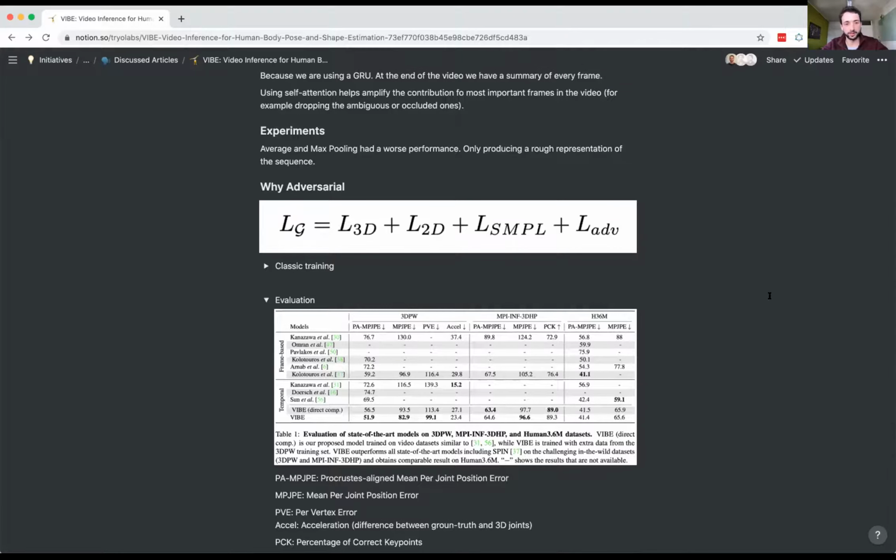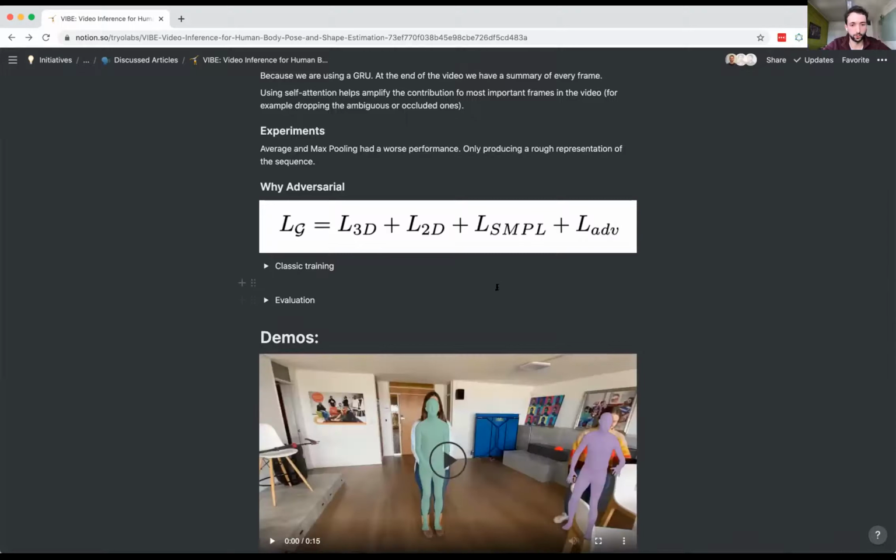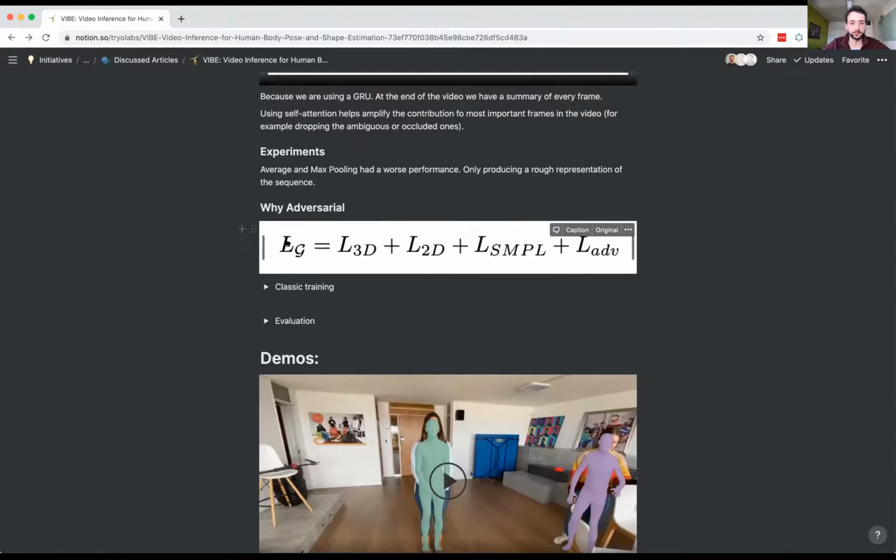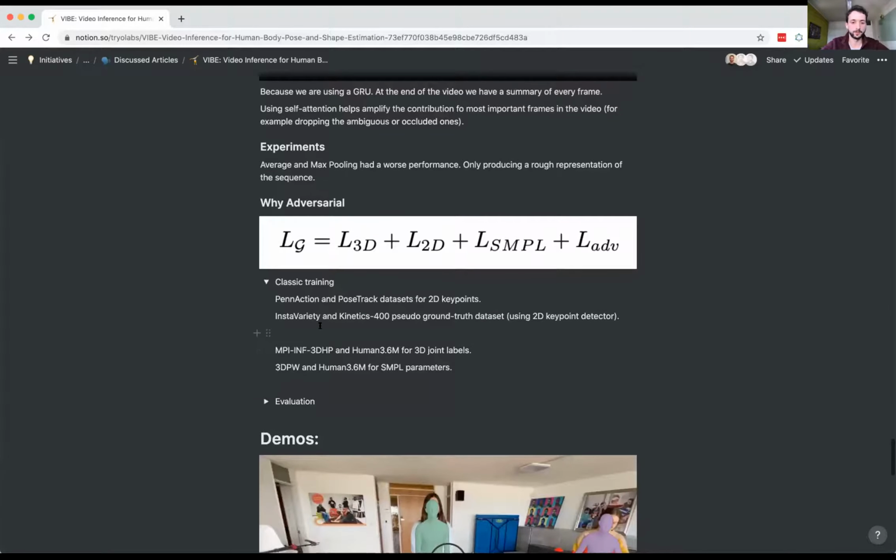But we never said how they actually connect. So why adversarial? And here's the loss for the generator. So here in the loss, we have the 3D loss, which actually I kind of lied in the beginning. They not only used the adversarial framework to train, they also did some classical training. So they used 2D key point datasets to define the 2D loss. So you had key points of the subjects, and from the body mesh that you end up with, you can calculate the key points and define your error of that difference.